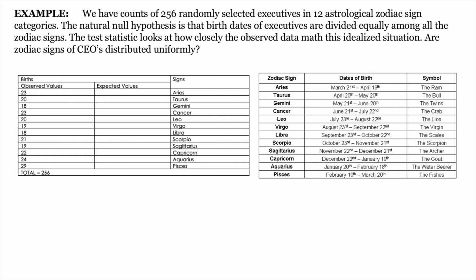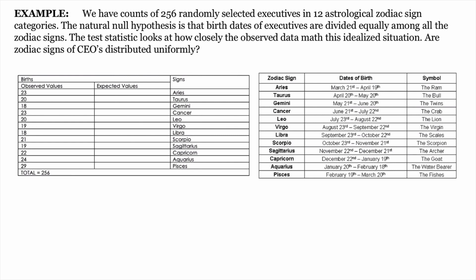So we have counts of 256 randomly selected executives in 12 astrological zodiac sign categories. Have you heard of the zodiac signs? Okay, you guys are somewhat familiar with it. It deals with astrology. The natural null hypothesis is that birth dates of executives are divided equally, so it doesn't matter.